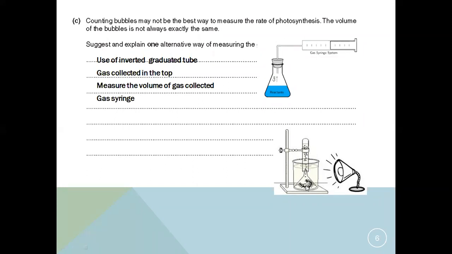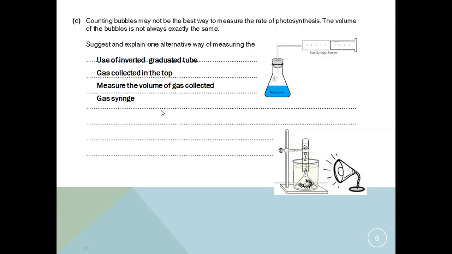Definitely, if oxygen is being produced, it will replace the water and collect here. Look toward here, it will be here. If it replaces more water, it means more oxygen is collected here. If the rate of photosynthesis is increasing, more oxygen will be collected here. So we measure the volume of gas collected, right?